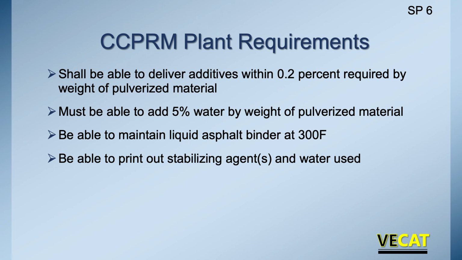You got to be able to maintain that liquid binder at 300 degrees. So if you're going through a plant and you're foaming it, you need to have that binder at 300 degrees. For emulsion, it's less. And you need to be able to print out stabilizing tickets and the amount of water used, again, for reporting with this plant.